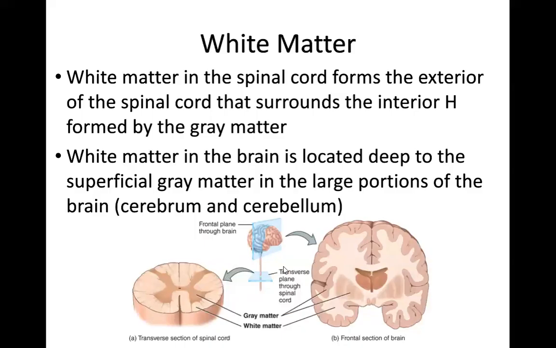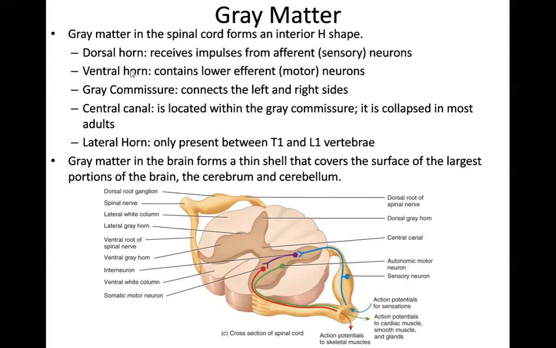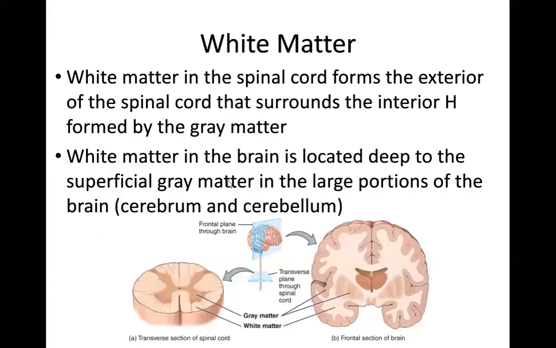Now that's the structure, the gray matter in the spinal cord. We'll talk about the gray matter in the cerebrum and cerebellum later in this lecture. White matter in our spinal cord, once again, forms the outside, and it surrounds that interior H formed by the gray matter. This is where you find the tracts carrying signals up and down. In other words, to and from the brain.